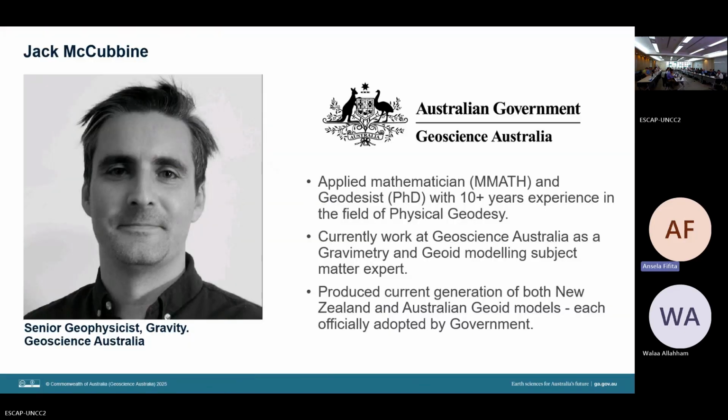Okay. So I'm Jack McCubbine. Very grateful to be here this morning to talk to everybody. My background's really in applied mathematics, and my research passion is physical geodesy, geoids, and gravity field modeling. Over the past decade or so, I've computed 2 national scale geoid models, one for New Zealand and another for Australia, which have been officially adopted by government. And they're now being used as the official height reference surfaces.